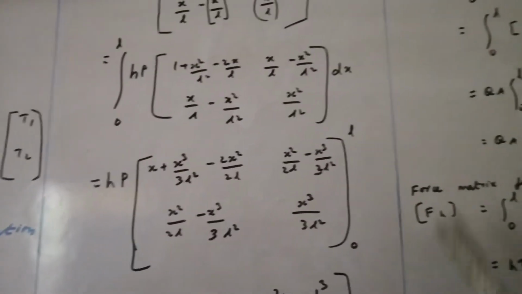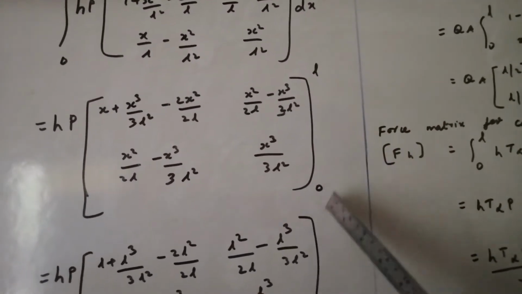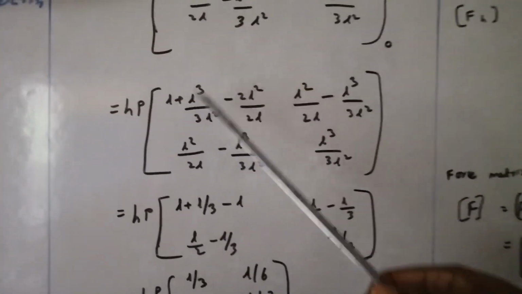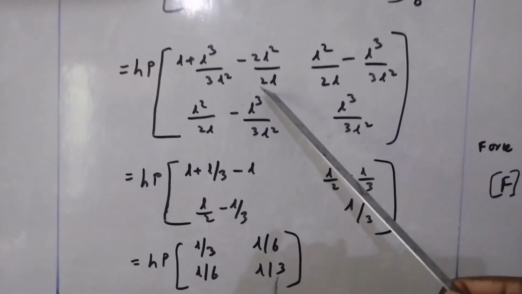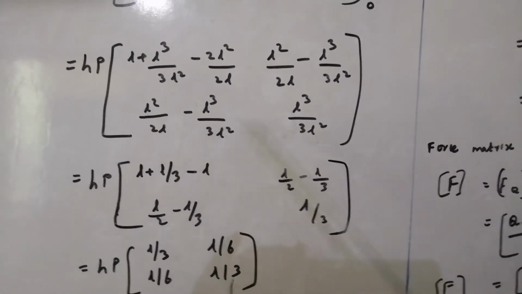After that, we are applying the limits L and 0, and we will get L plus L cubed by 3L squared minus 2L squared by 2L, L squared by 2L minus L cubed by 3L squared, and it goes on.